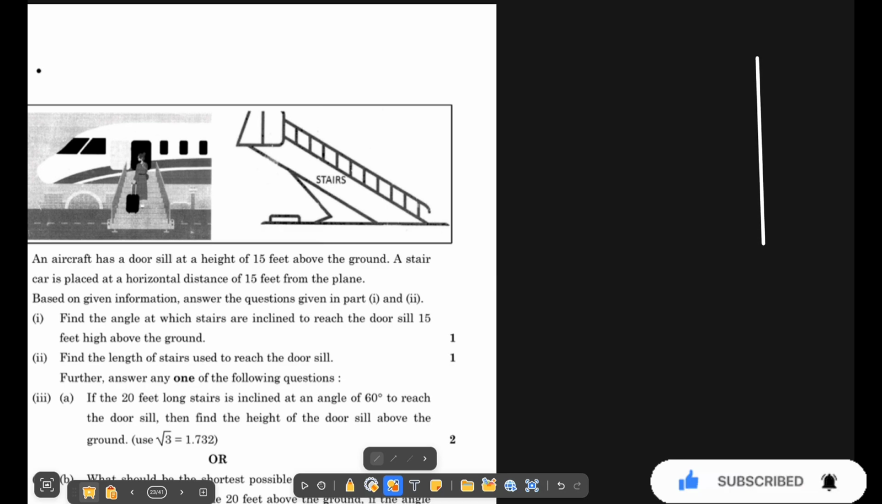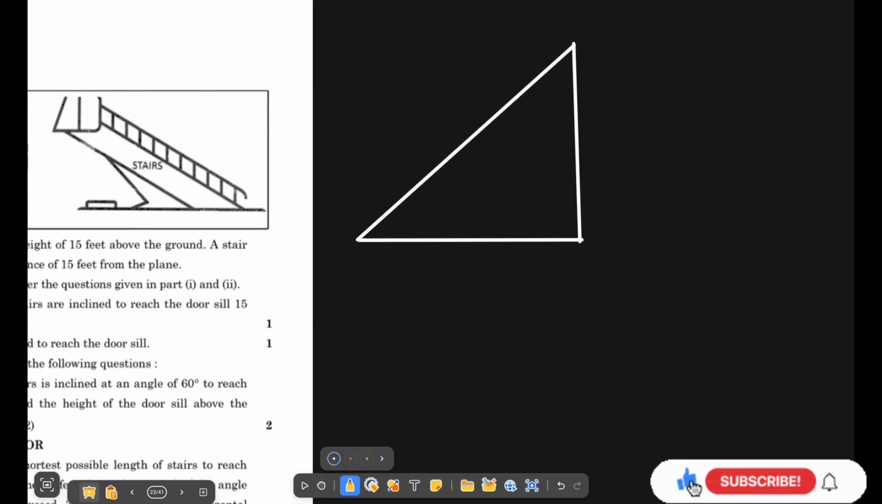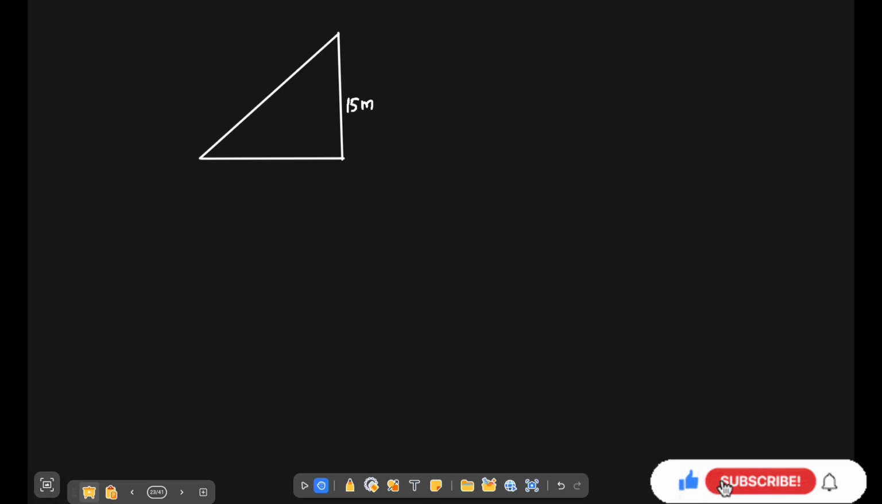So the door sills are placed at a height of 15 meters, and the distance between the stair car and the aeroplane is 15 meters. So these are the stairs. So we will get a right angle triangle. Now it is 15 meters. Now this is also a horizontal distance, also 15 meters.